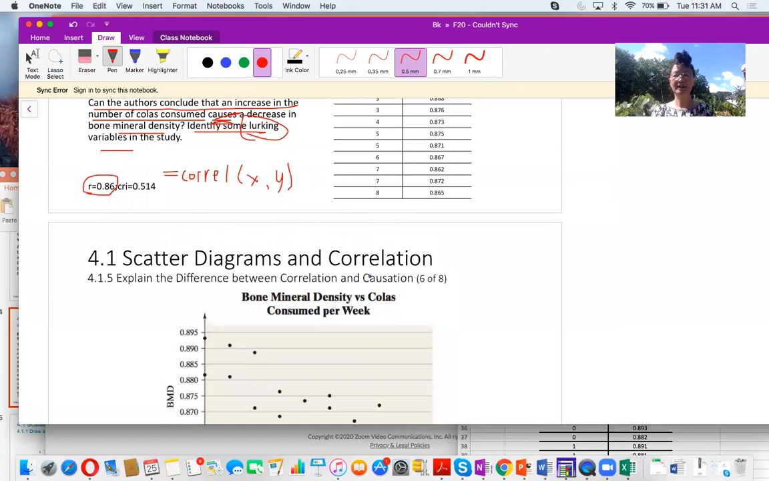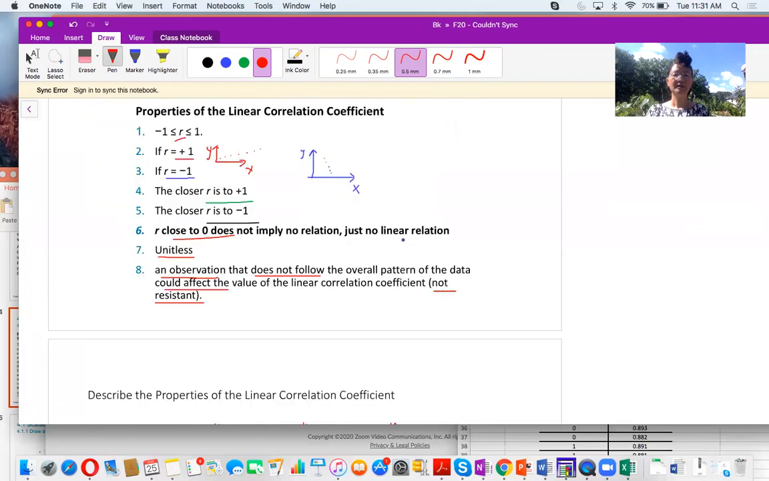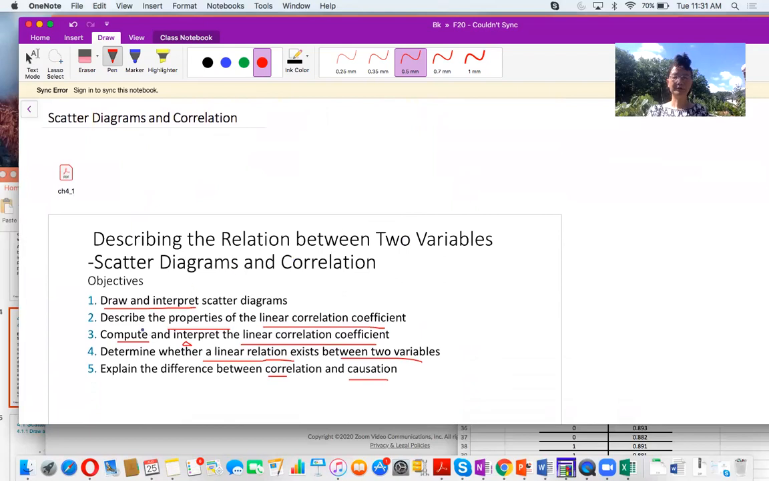So that's all for this video. In summary, what we did in this video: we introduced how to use Excel to draw a scatter diagram. We described the properties of a linear correlation coefficient. We also interpreted the linear correlation coefficient. And we used three steps to test how we know there is a linear relationship between two variables. Finally, we explained the difference between correlation and causation.